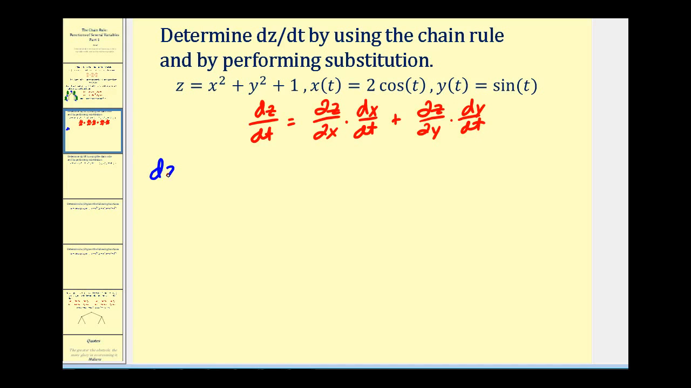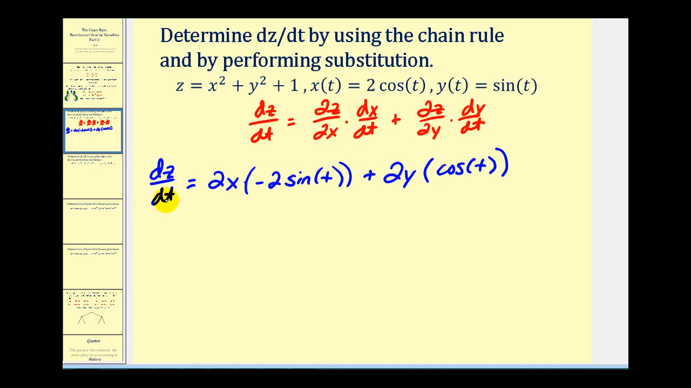So we'll have dz/dt equals the partial derivative of z with respect to x, so we're treating y as a constant, that'd be 2x, times dx/dt, well x equals 2 cosine t, so we'll have negative 2 sine t, plus the partial of z with respect to y is going to be 2y times the derivative of y with respect to t. The derivative of sine t would be cosine t.